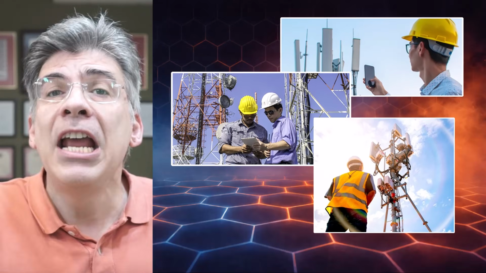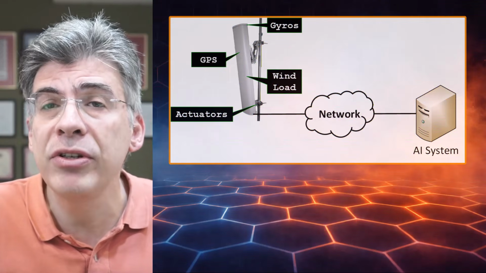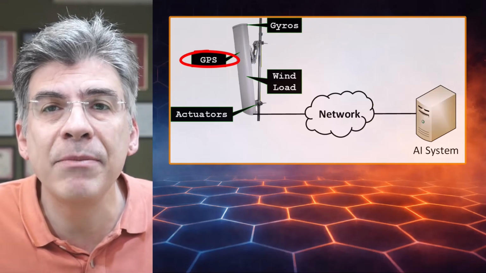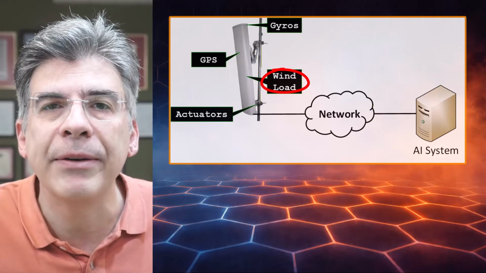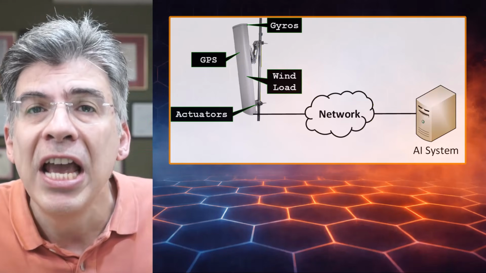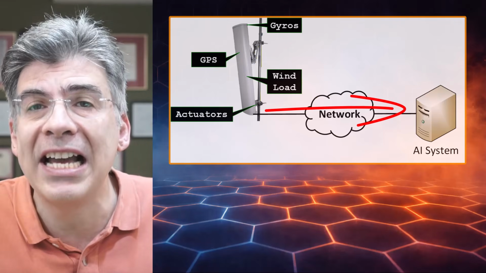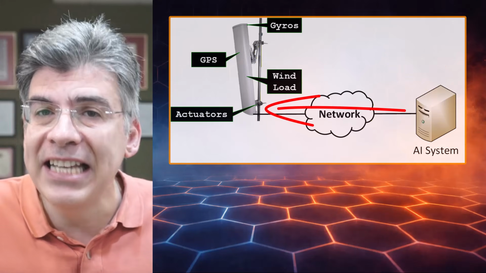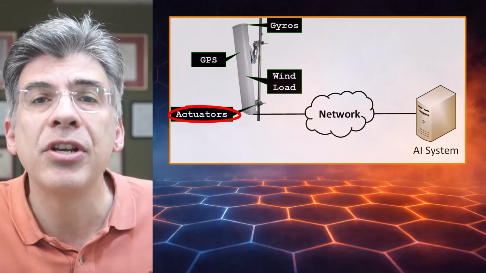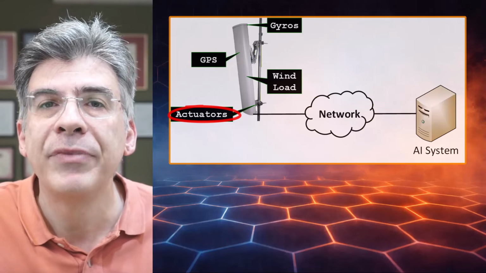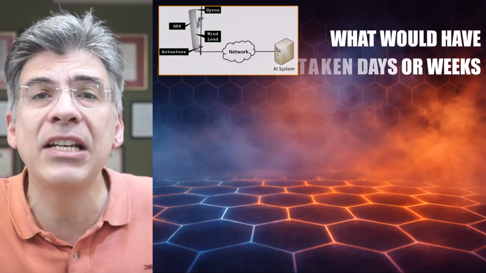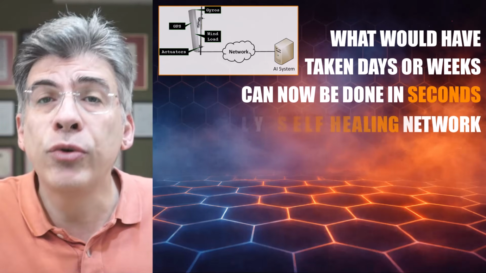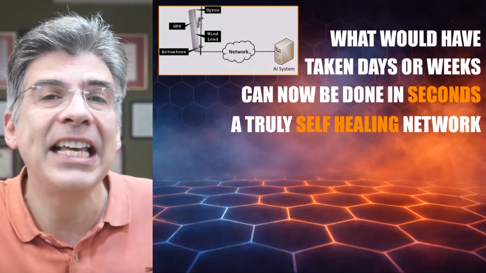hundreds of users. Now imagine that the antenna has appropriate sensors, including gyros that can detect a fraction of a degree of tilt degradation, high-precision GPS systems, and sensors that can measure wind load to a high degree. All the information that's gathered by those sensors can be sent to a centralized or a distributed AI system, ingested, analyzed, and processed. The system then sends back commands to the antenna to fix the tilt using onboard actuators and restores maximum coverage. What would have taken days or weeks to detect and remedy, and would have cost a lot of money, can now be done in a matter of seconds. A truly self-healing network, even at the antenna itself.